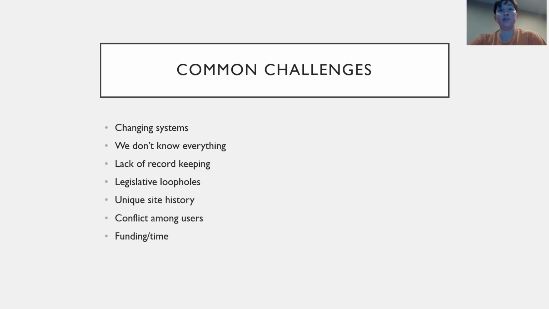Common challenges that face restorations are changing systems. It's never going to be the same. Everything's always changing around. Limited information. There's a lot that we don't know about different ecosystems' interplay. A lack of record keeping from previous restorations and historical sites. A lot of legislative loopholes. Every site is unique in its history. It's not always going to go through the same stages in the exact same way. And conflict among users. Some people may want to use it for hunting. Some people may want to use it for bird watching, and funding and time, which we talked about earlier.